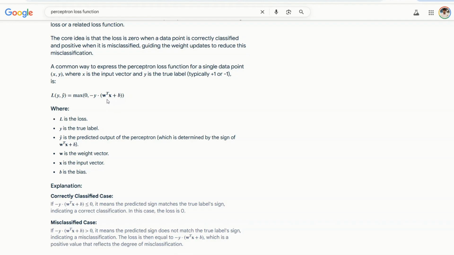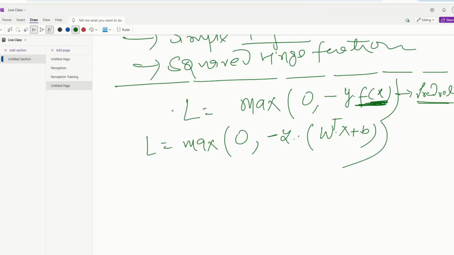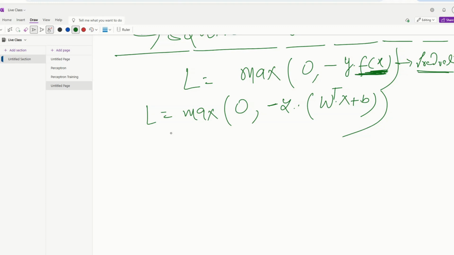So here I'm doing the matrix calculation, forward propagation. I'm multiplying my weight by x, which is my features, and adding some bias. This is the function. It is called the hinge function in case of perceptron. There are a lot of variations, I'm not covering that, but this is the normal simple hinge function used for the perceptron model.